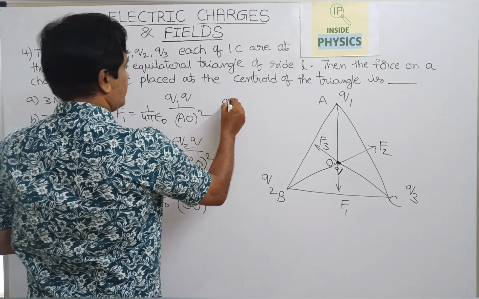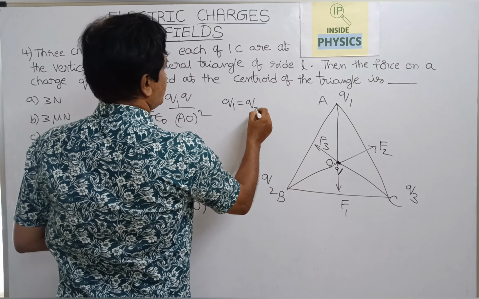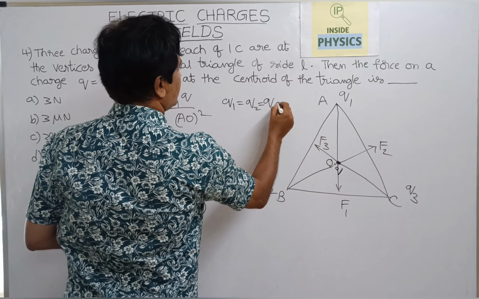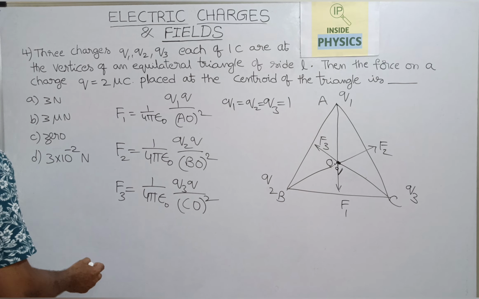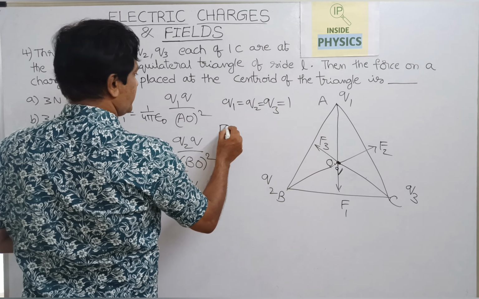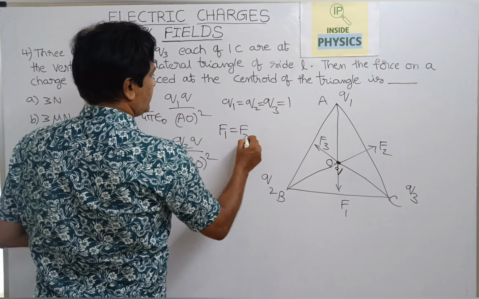So q1 is equal to q2 is equal to q3 is equal to 1 coulomb. So the forces between them are all equal. That means we can say F1 is equal to F2 is equal to F3. Say this is equal to F.